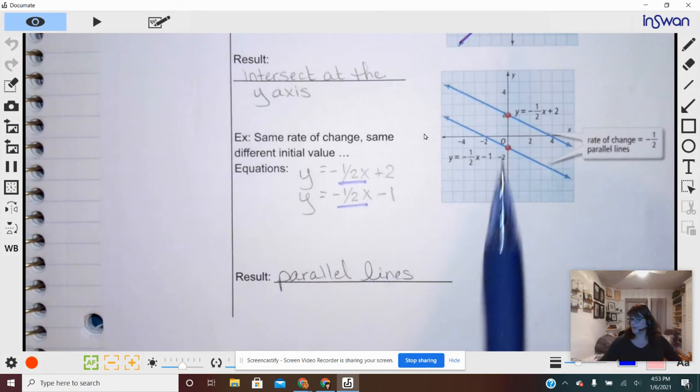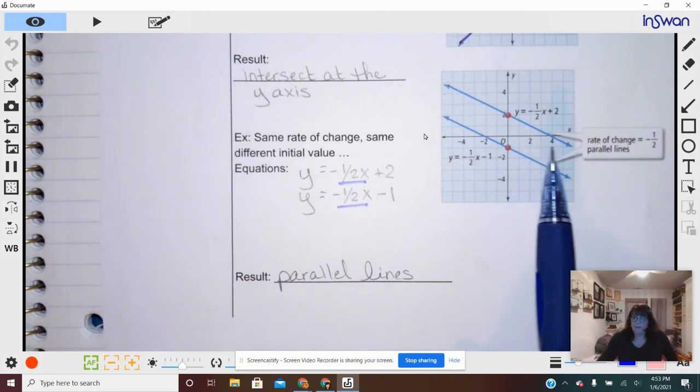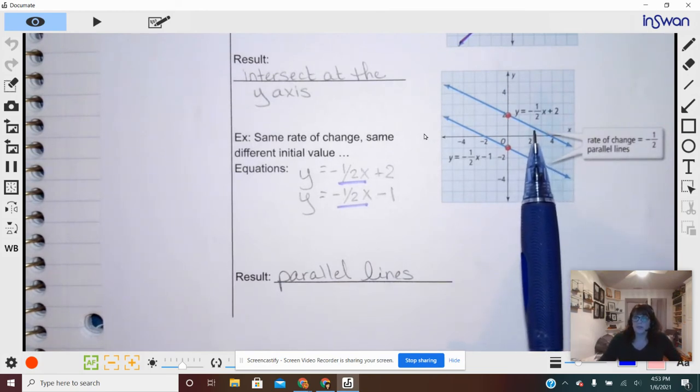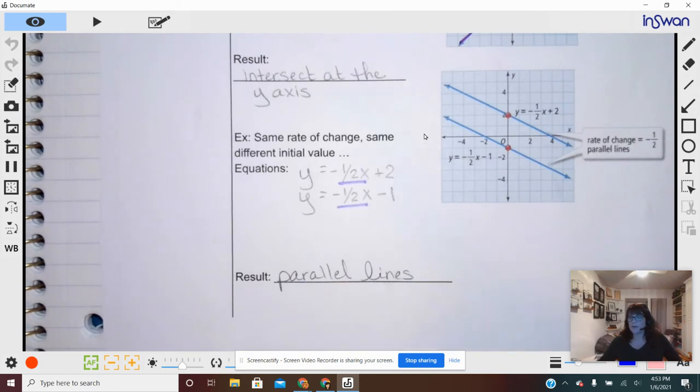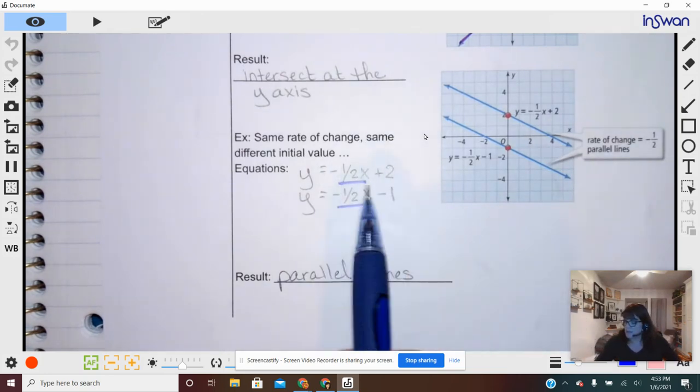A good example of this one is ages. I'm 2 years older than my sister. The years keep going by, we keep getting older, but I'm always 2 years older than my sister because the time is passing at the same rate, the same slope.